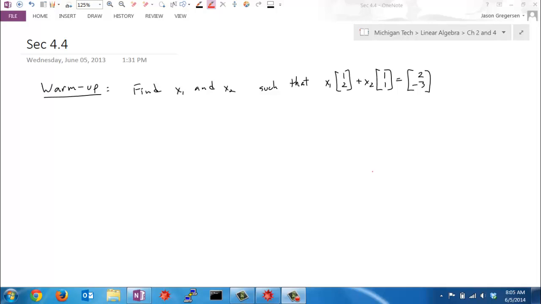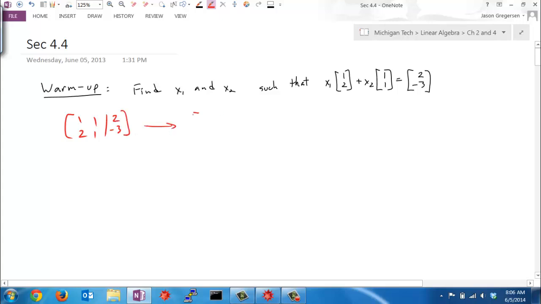We talked about it yesterday in terms of coordinates. We're really finding the coordinates in terms of a new basis for (2, -3). So once again, same problem, different perspective. I have to find the x1 and the x2, so I'm going to throw this into an augmented system. So I'll have (1, 1) and (2, 1) augmented with (2, -3).